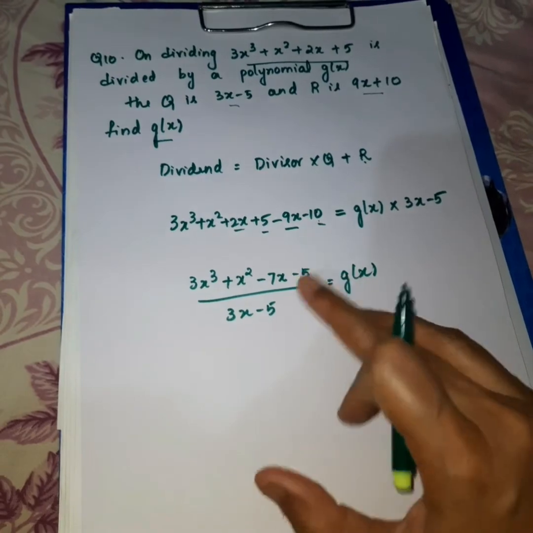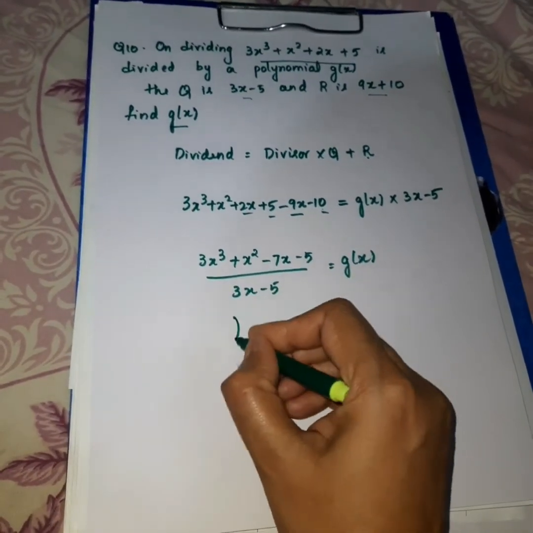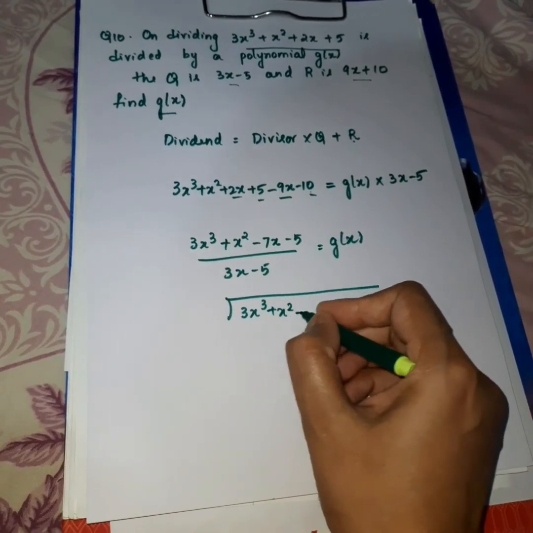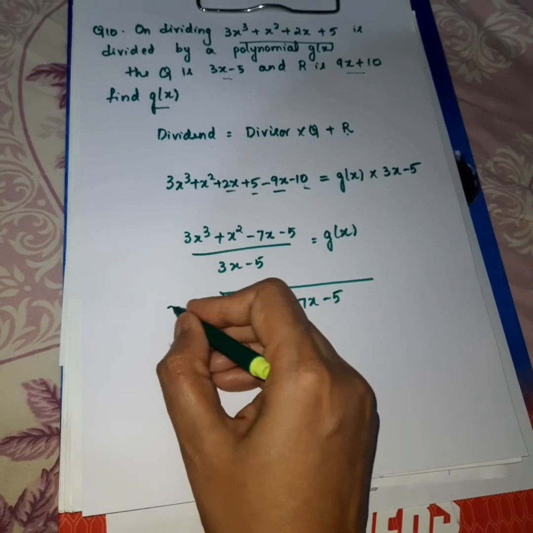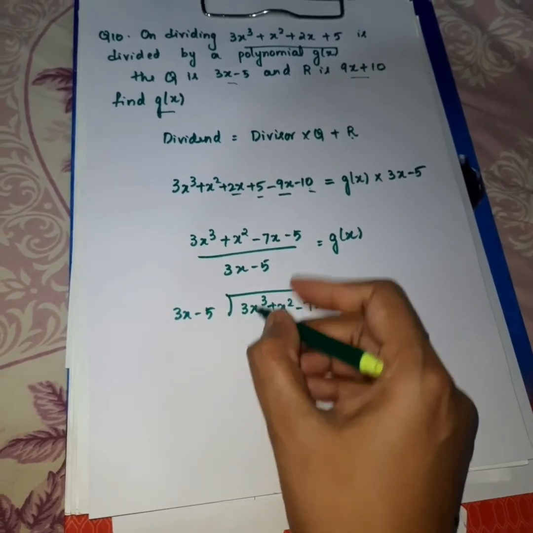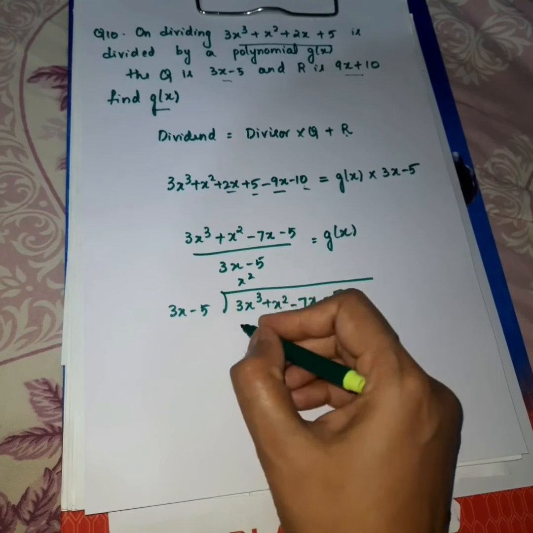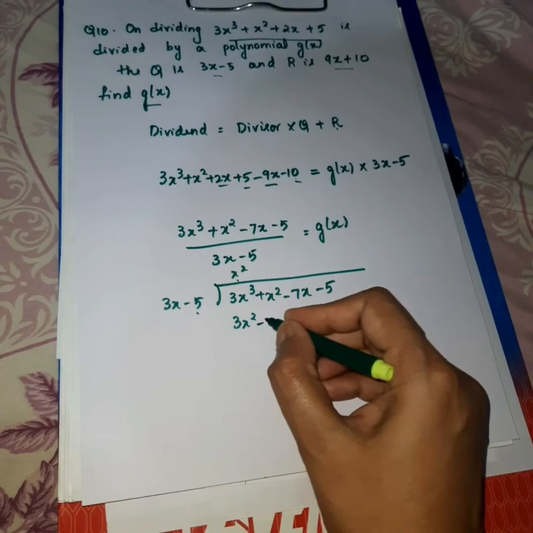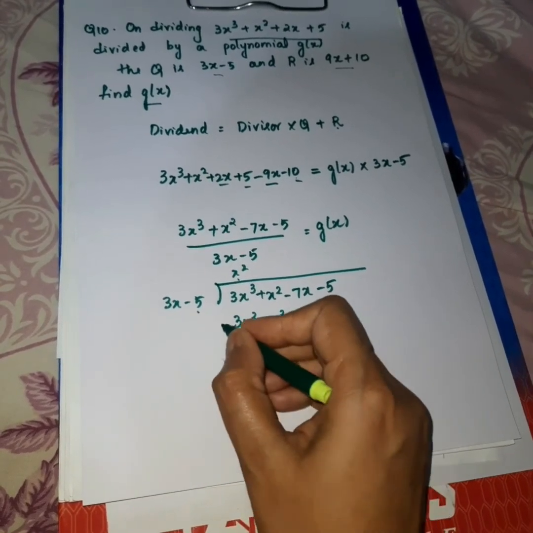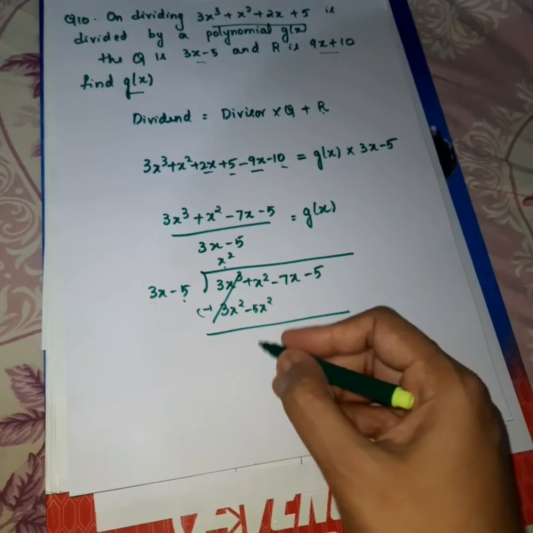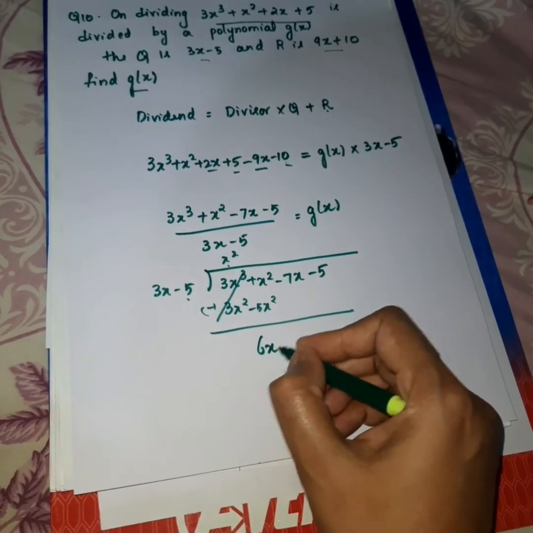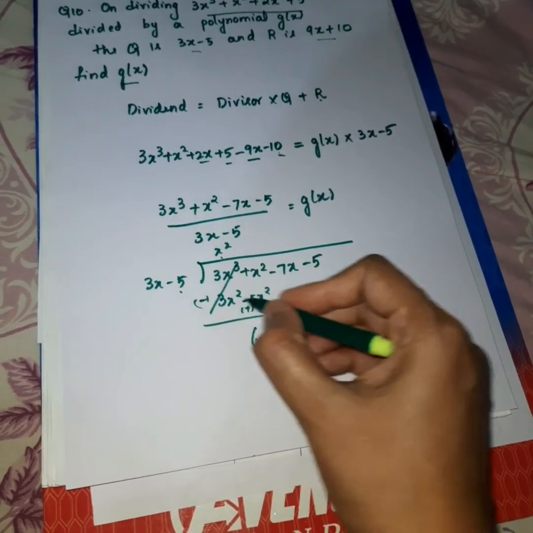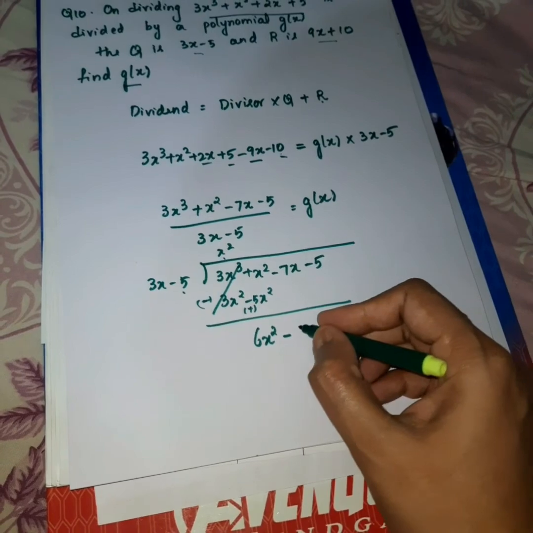We can do the actual division now. 3x cube plus x squared minus 7x minus 5 divided by 3x minus 5. So it becomes x squared. So 3x cube minus 5x squared. Subtracting it, the x cube term goes off. Minus 5 becomes plus 5. So it's going to be 6x squared minus 7x minus 5.